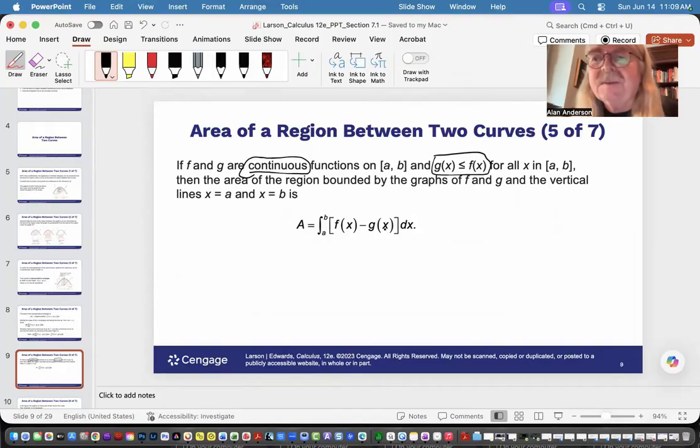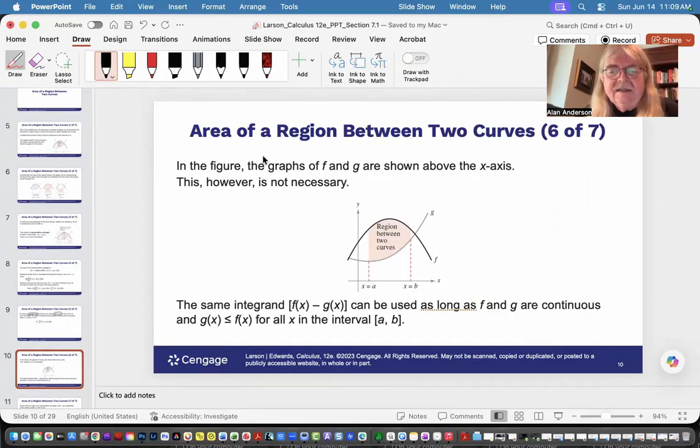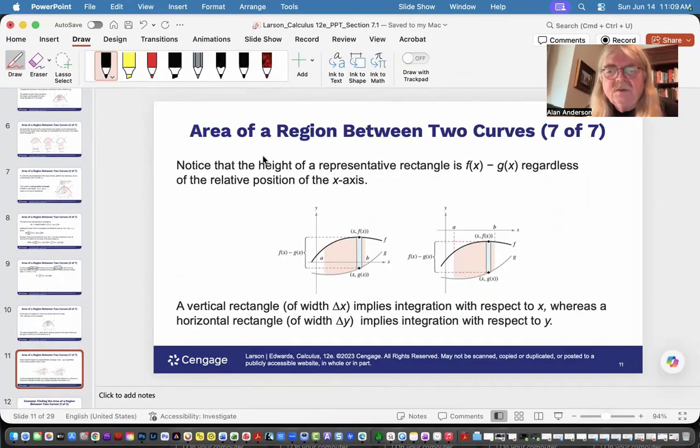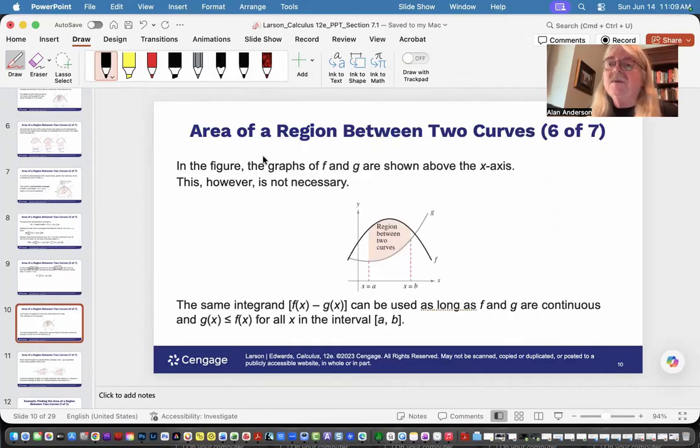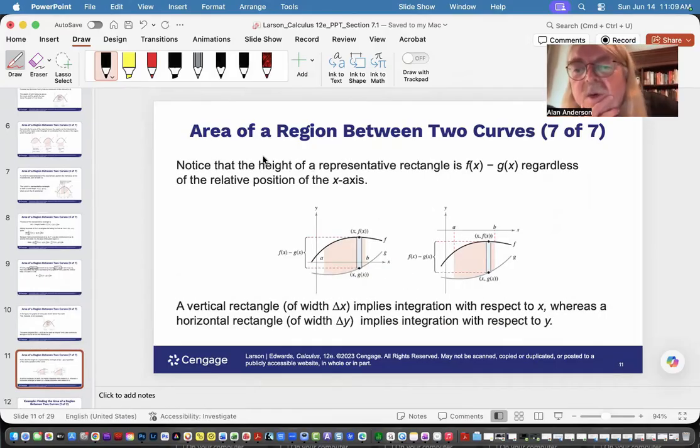And I think we're going to see some examples like that very soon. All right. Now, they want you to notice that here the entire region was above the x-axis. Here they're making the point that it doesn't matter where we are with respect to the vertical axis. This works if the curve is partially above and partially below the x-axis, or if it's completely below, it still will work correctly.